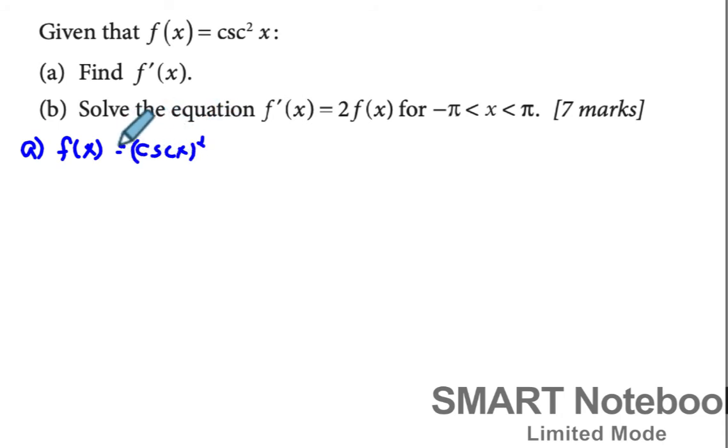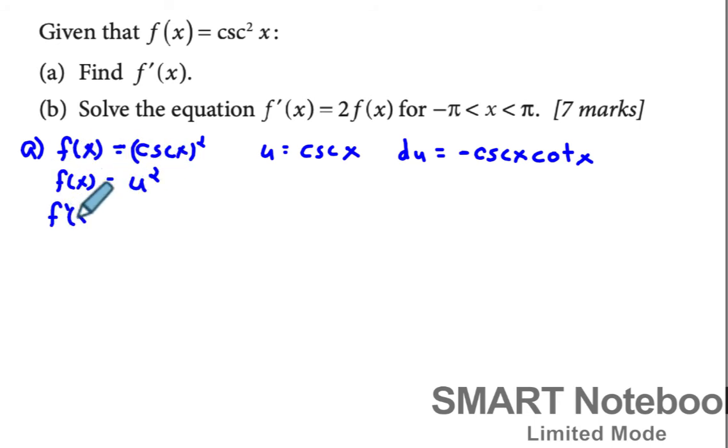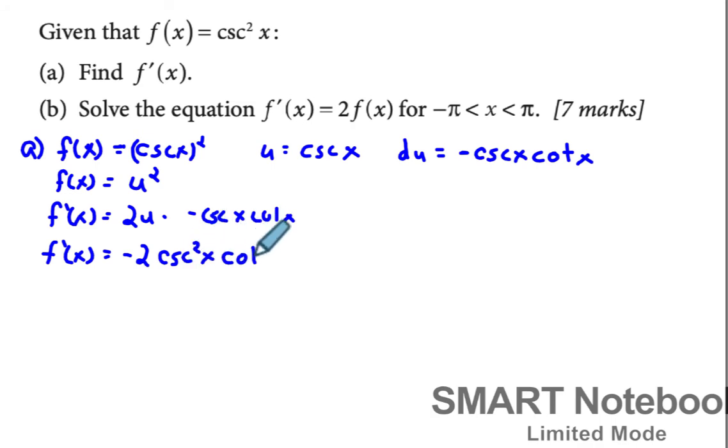So f of x is defined by cosecant of x quantity squared. So I have an inside function, so I'm going to let u equal cosecant of x. So du, according to my table, is negative cosecant of x times cotangent of x. So I can rewrite f of x as u squared. Derivative of f of x is 2u times the derivative of u, which is negative cosecant x cotangent x, which the derivative therefore can be written as negative 2 cosecant of x squared times cotangent x, because u is cosecant of x.